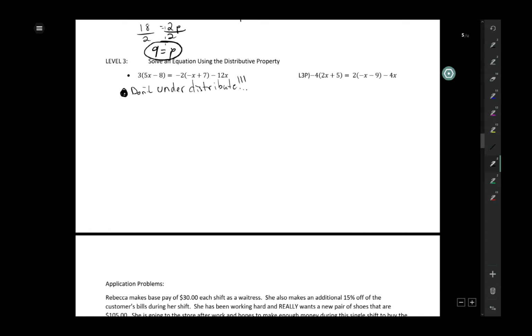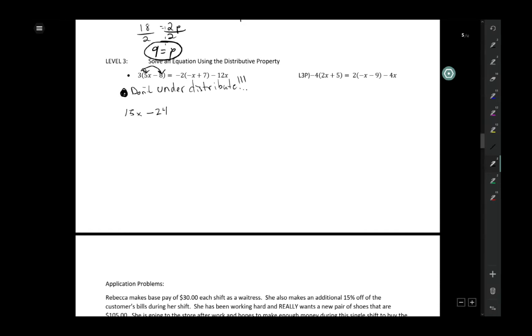What do I mean by that? A lot of times students will say, oh, we got to distribute the 3 to the 5x. So we'll get 15x. And what they'll do is they'll just write 8 minus 8. Well, you have to distribute to everything. The -8 is in the party. So minus 3 times 8 is 24. Okay, don't forget to distribute to everything in parentheses.